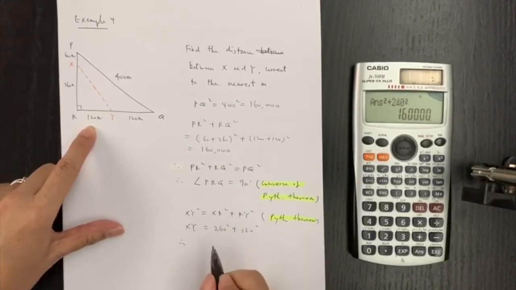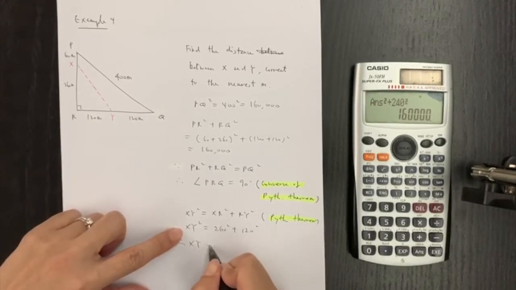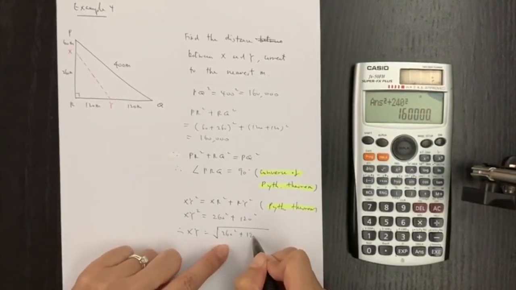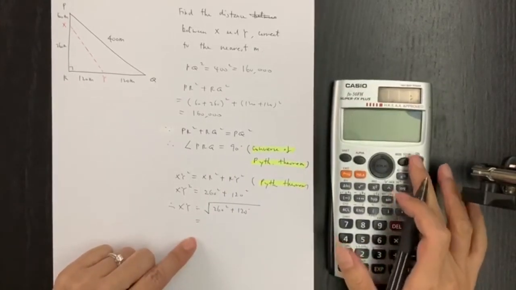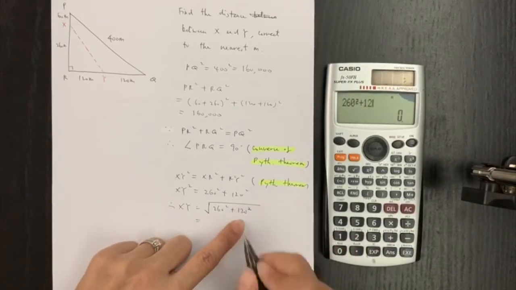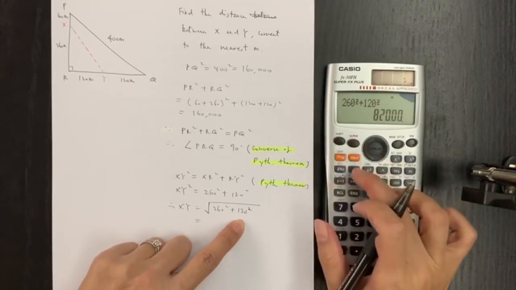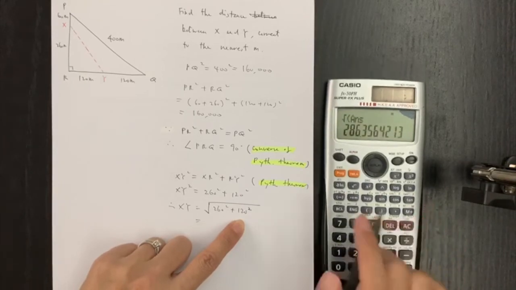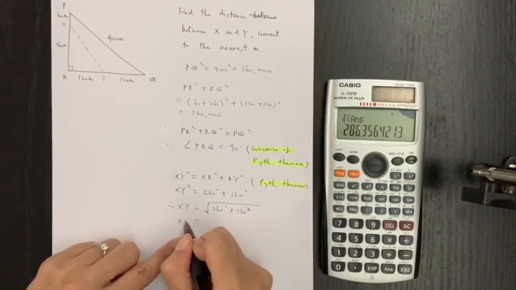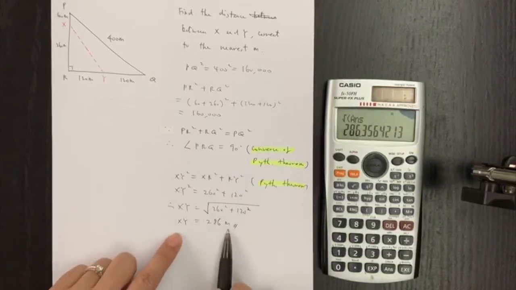Therefore, to get... no, hang on, there is a square here. So to get XY, I need to take the square root of the whole thing inside. I just copy that again. And get the answer finally with my calculator. So 260 squared plus 120 squared, get your answer, and then take the square root. The answer is 286 to the nearest m, and the unit is m.